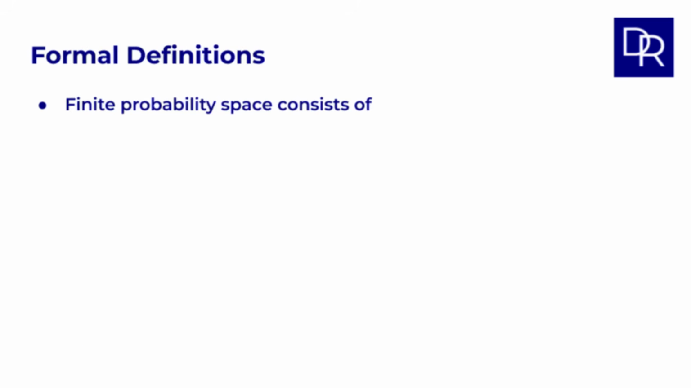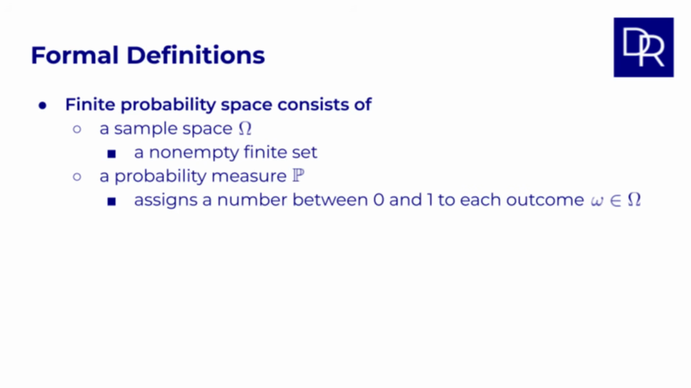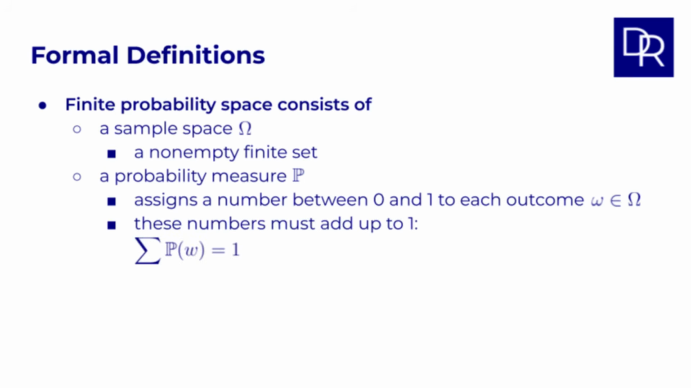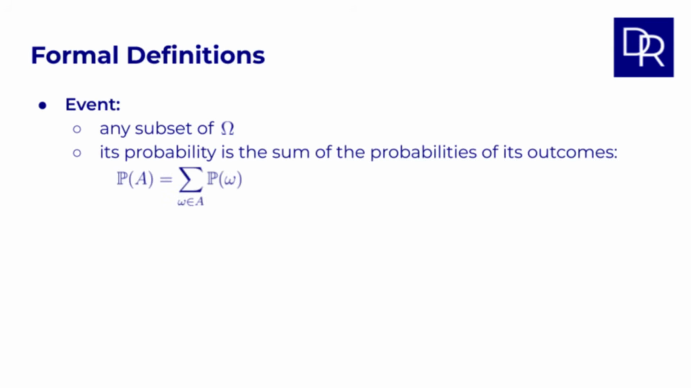Let's now define a finite probability space formally. It consists of a sample space omega, which is a non-empty finite set, and a probability measure p, which assigns a number between 0 and 1 to each outcome little omega in the sample space big omega. These numbers must add up to 1, which we can write like this using sum notation. An event is any subset of the sample space omega, and its probability is the sum of the probabilities of its outcomes, which we can write like this.